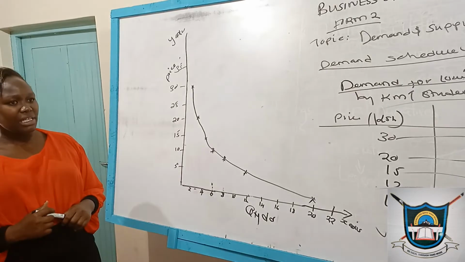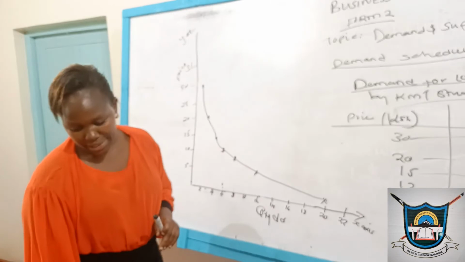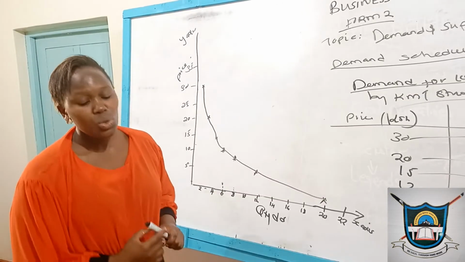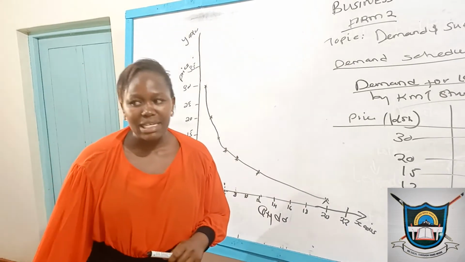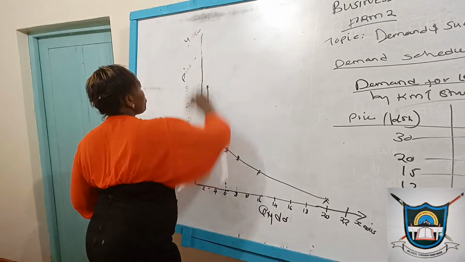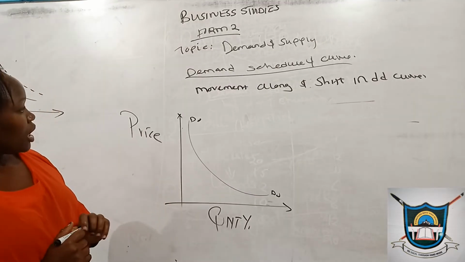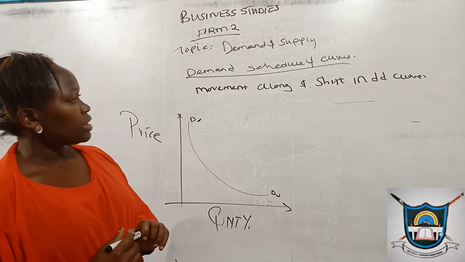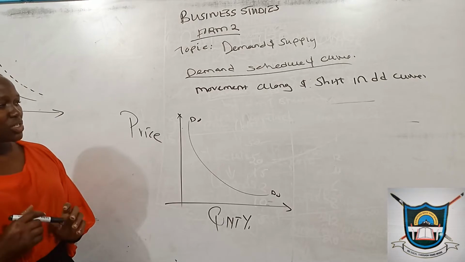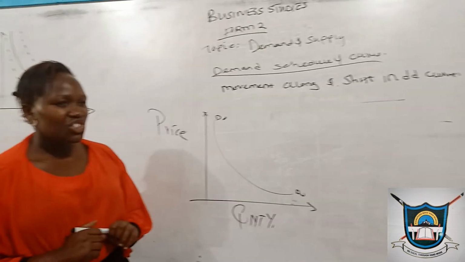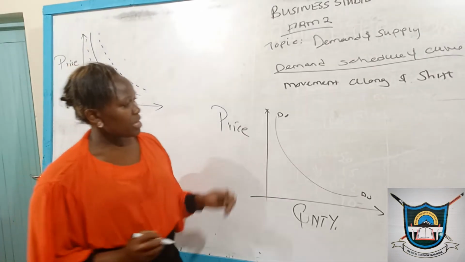And when you are drawing the demand curve, please don't use a graph. Draw it freehand. Now from there, we are going to look at the movements along and the shifts in the demand curve. Movement along. Now, we want to explain the movement along the demand curve. You note that it is only brought about by a change in prices, not any other factor.